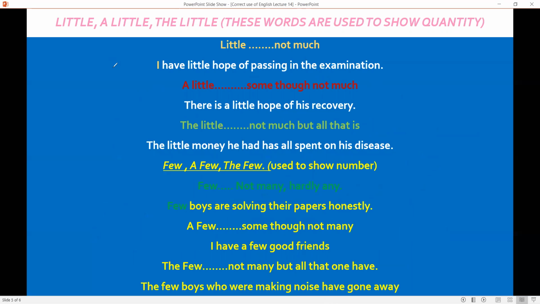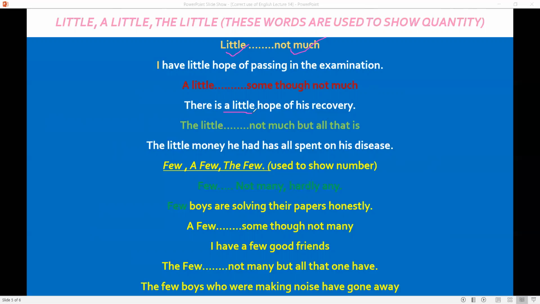Now there are some more tricky words. We should know the difference between them. Little means not much. It means nothingness. I have little hope of passing in the examination. Little means I have no hope of passing in the examination. A little means some. Although that is not that much, there is a little hope of his recovery. Although there's a hope, this hope is not that much.